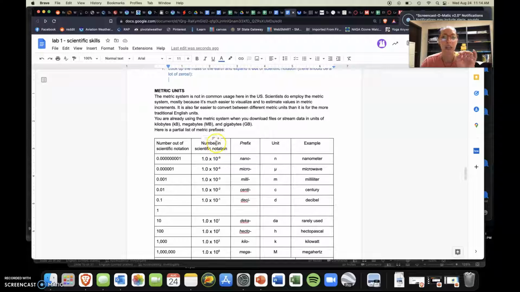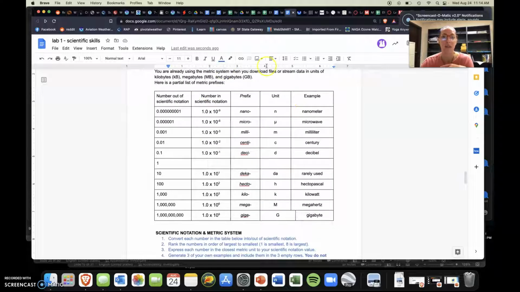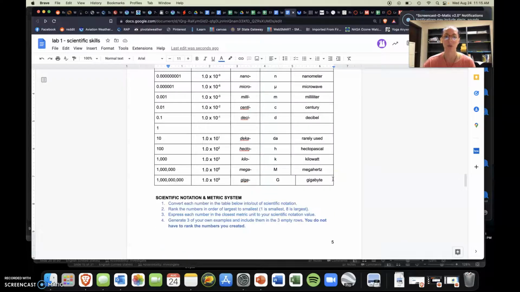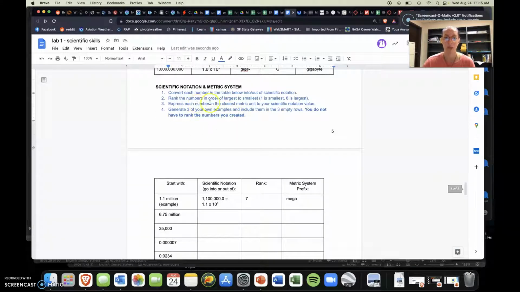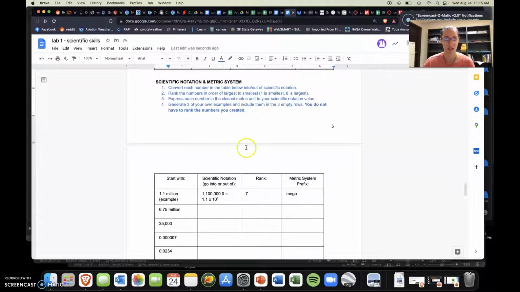Then I have another little thing here looking at metric units. So we have a little table here of numbers out of scientific notation, what they look like in scientific notation with the exponents, prefixes that we use for them, various units are kind of like the subscript for that, if that makes sense, and then an example of something maybe you've heard of before. So then what you are going to do, we scroll down just a little bit more. Here's the questions I want you to answer, right? They're in the light blue.